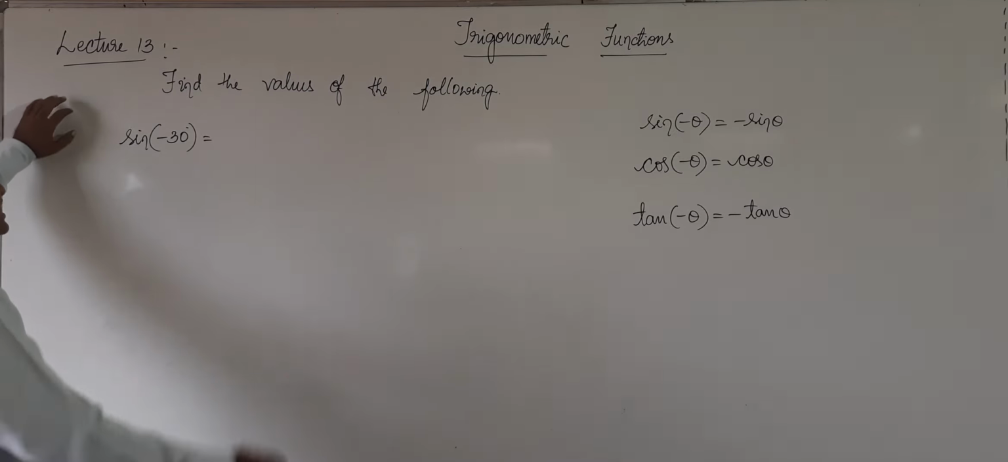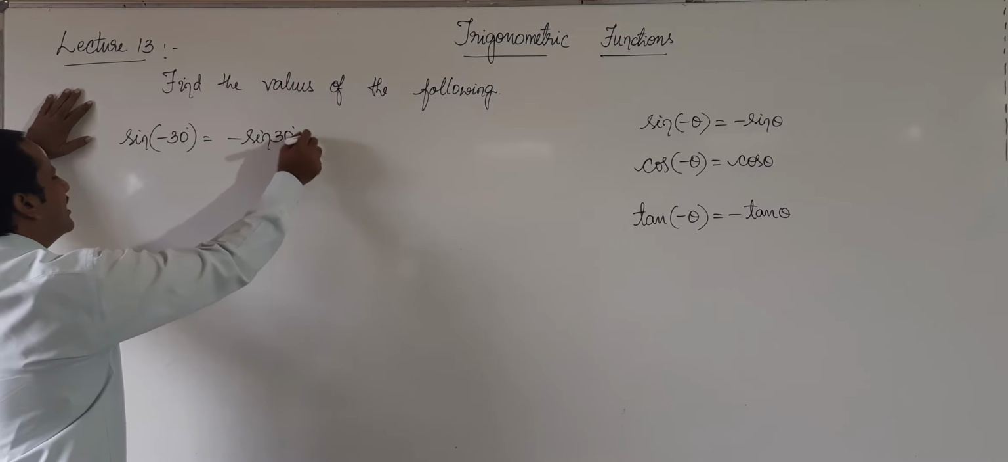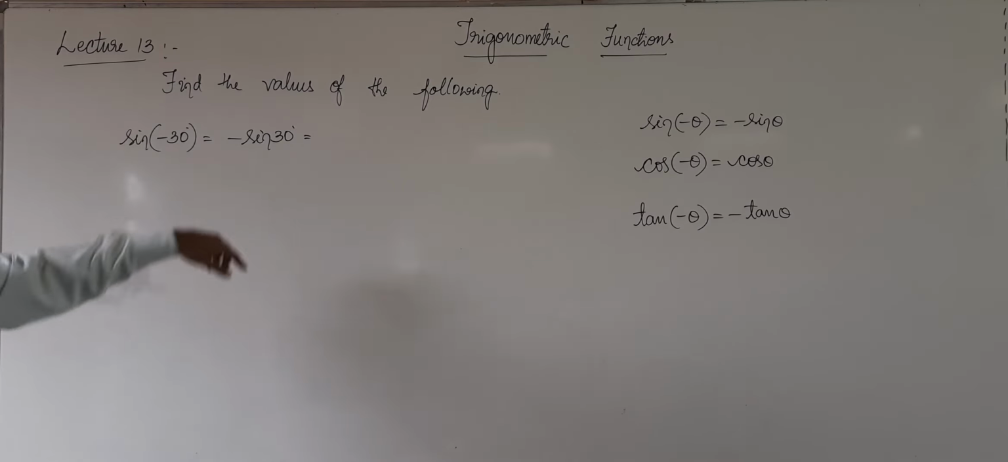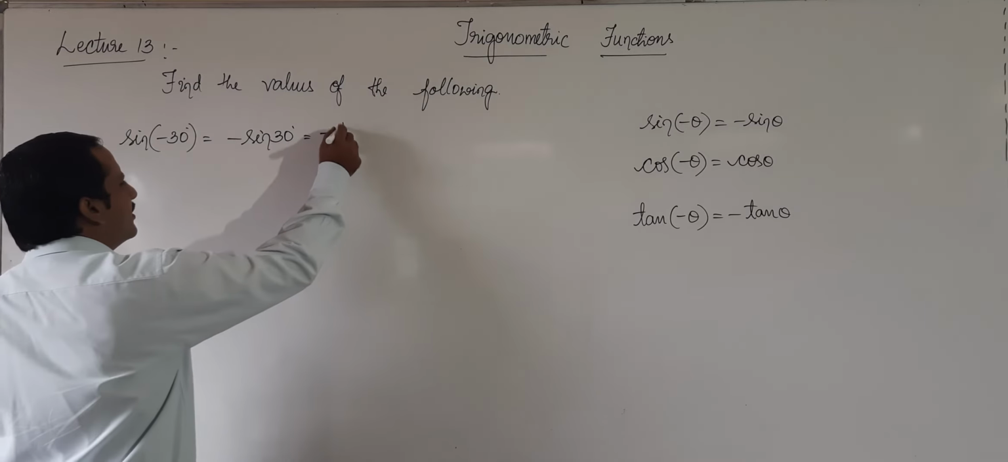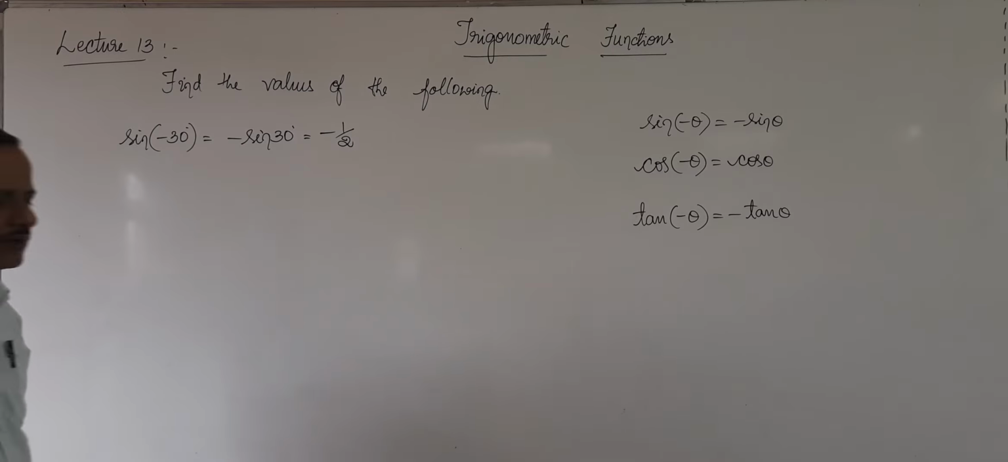Now, sine of minus 30 degree, this is nothing but minus sine 30 degree. Okay, I am using that formula. Sine 30 degree is 1 by 2. So, here you get the answer as minus 1 by 2. This is one way of solving this problem.